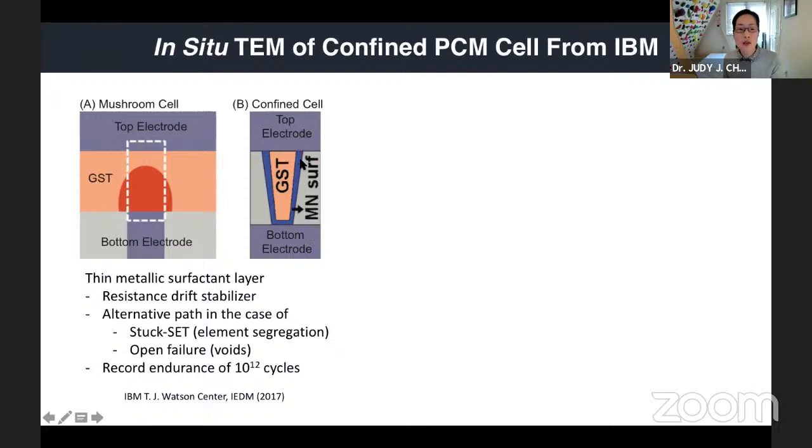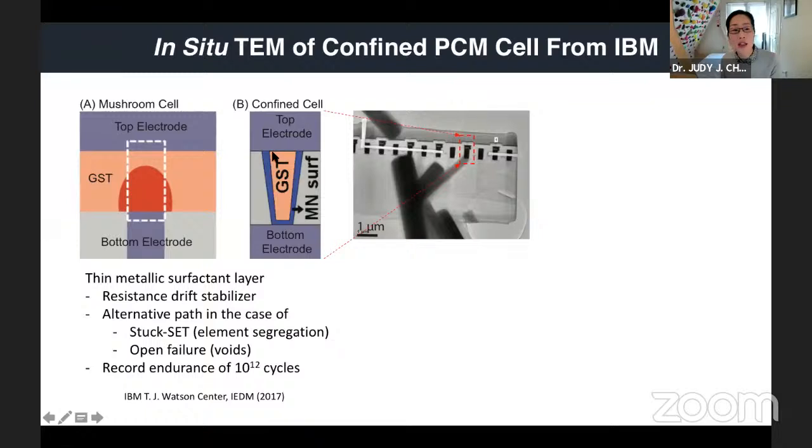And then there's this secret sauce of a metallic surfactant layer that they've created, which helps make the device run longer. So now that the device structure has completely changed, and a lot of the material processing conditions have also changed, it makes sense to look at these devices inside TEM, initiate the phase change between the amorphous and crystalline state, and correlate that to the device characteristics.